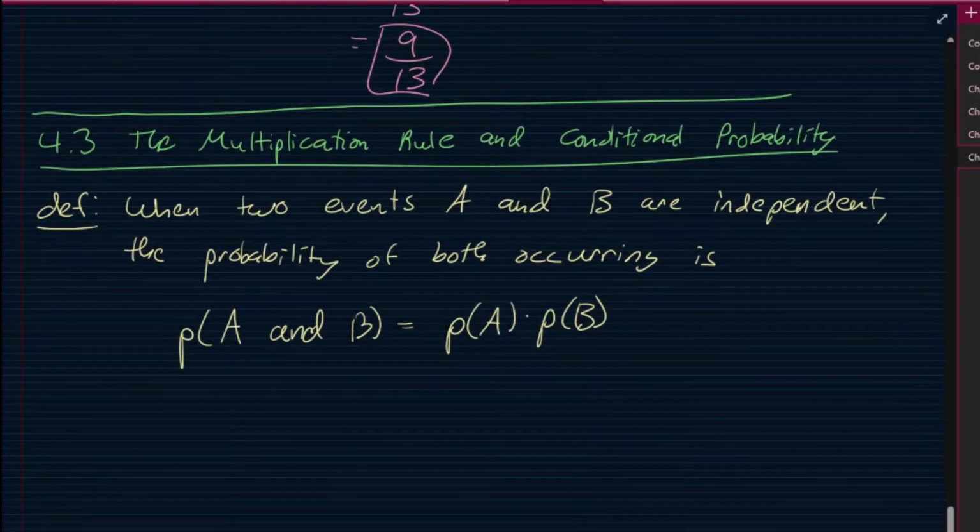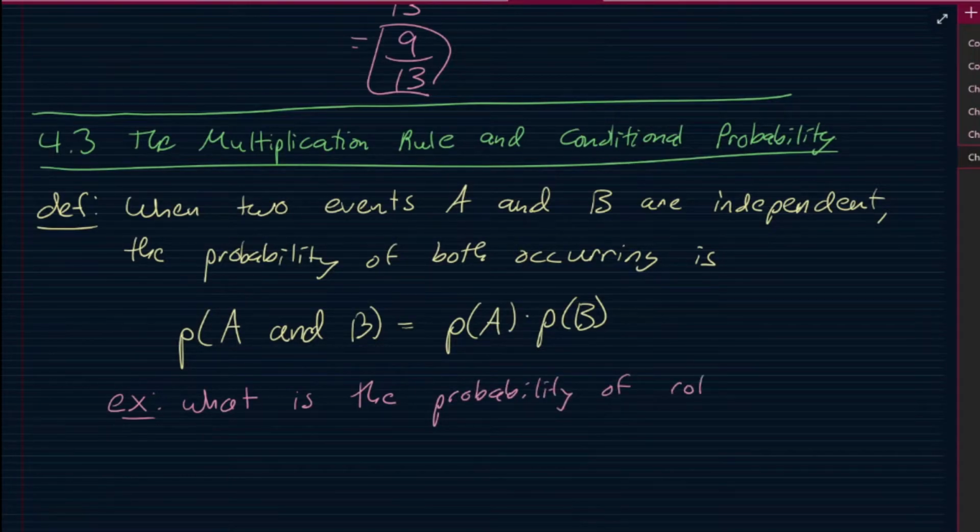So, for example, if we say, what is the probability of rolling a 3 on a die and picking tails when flipping a coin?